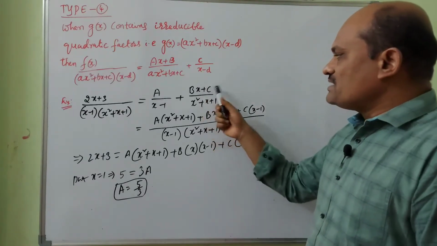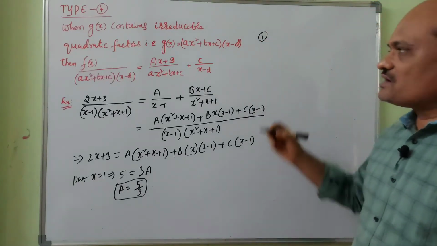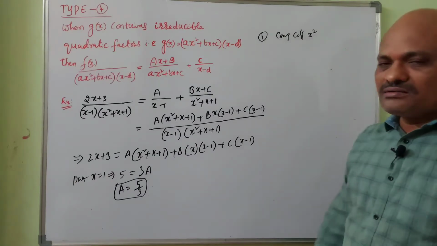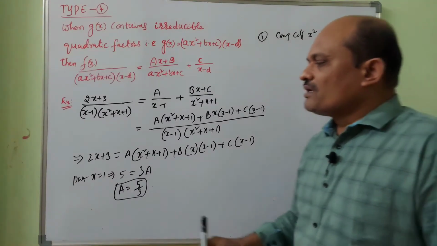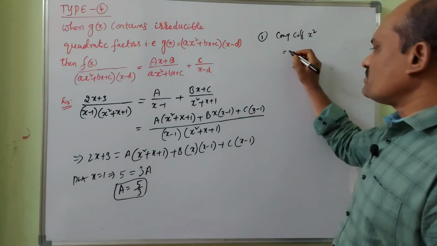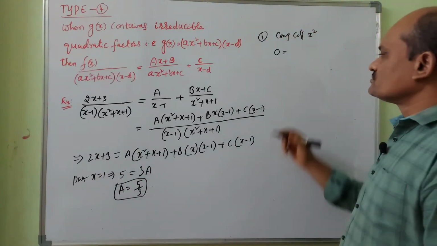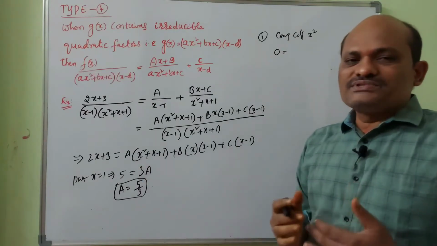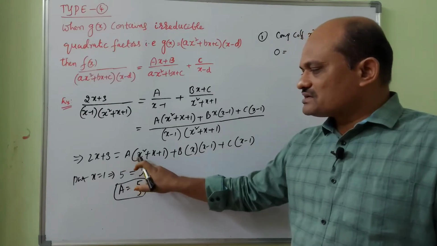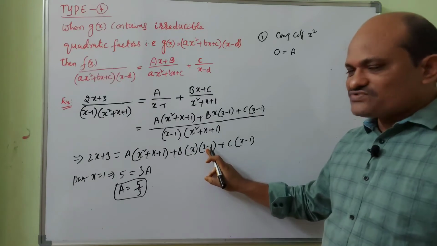Now we have to find b and c. For that, go for comparison of coefficients on both sides. First, comparing the coefficient of x square on both sides. Students, on LHS there is no x square term. That means the x square coefficient is 0. Now look at the RHS. Observe the x square coefficients. Here you will find a into x square, so the coefficient of x square is a. Here if you multiply you will get bx square as the first term.